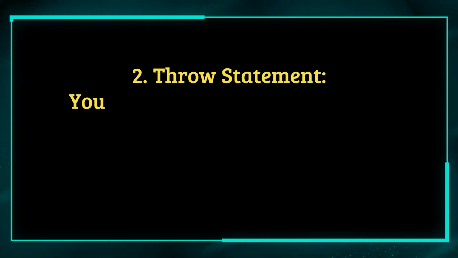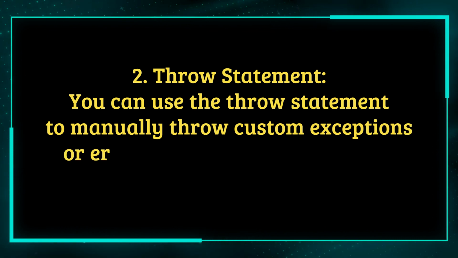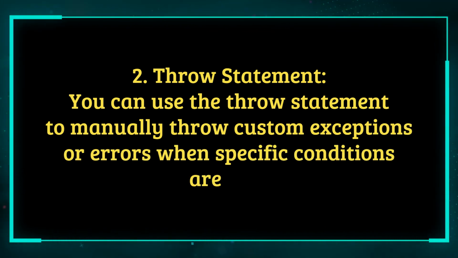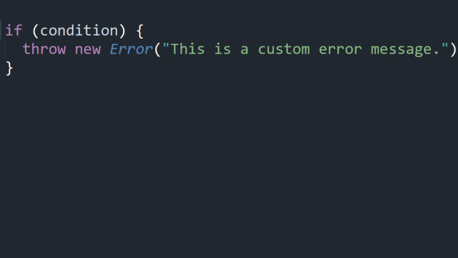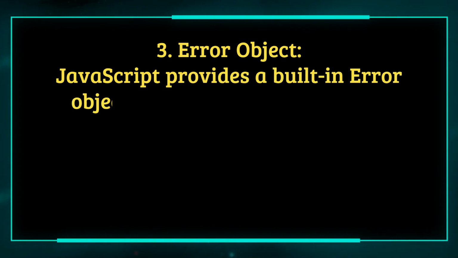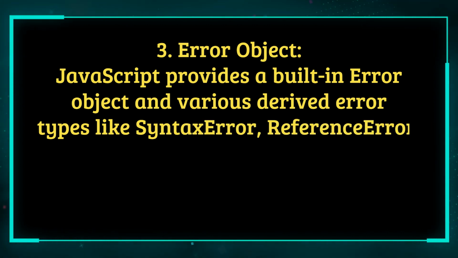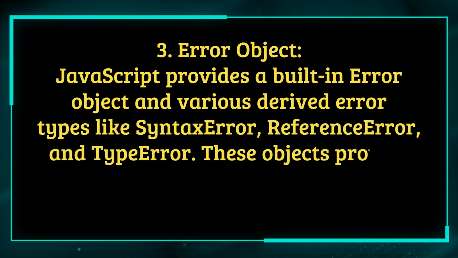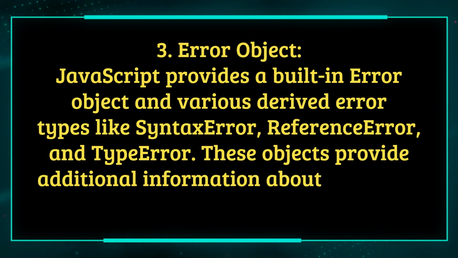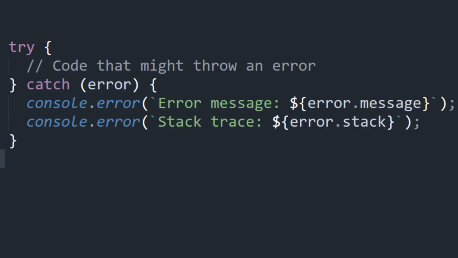2. Throw statement. You can use the throw statement to manually throw custom exceptions or errors when specific conditions are met. This is the syntax of throw statement in JavaScript. 3. Error object. JavaScript provides a built-in error object and various derived error types like syntax error, reference error, and type error. These objects provide additional information about the error, including a message and a stack trace. This is the example of error object in JavaScript.